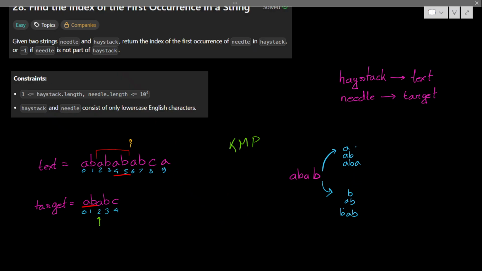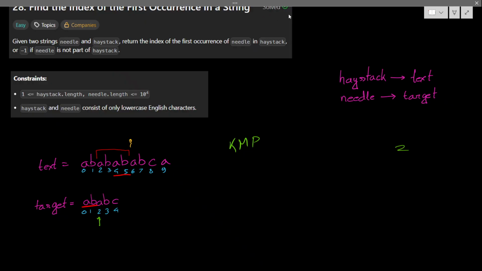So what are the common prefix and suffix? See here, this A is matching this A, and this other A is not matching with anything, right? But this AB is matching with this AB. So here, the only common prefix and suffix is AB and AB with a length of 2. Fine. So instead of this example, take another example.